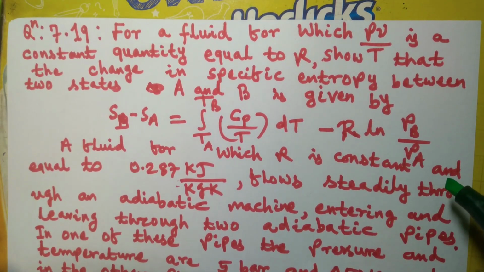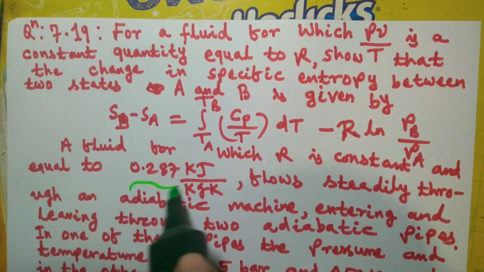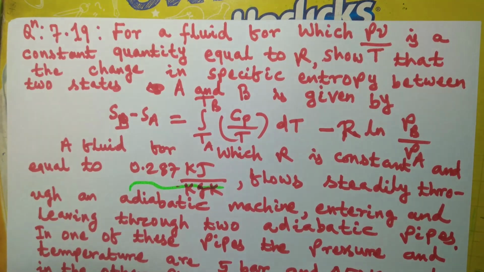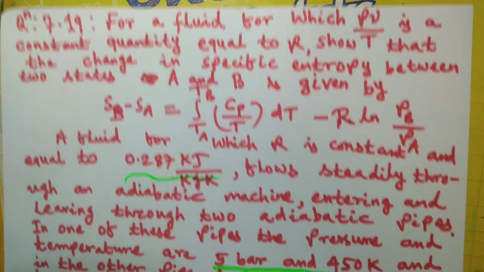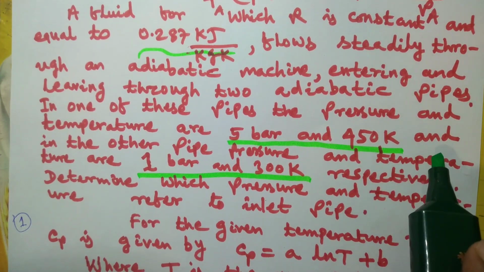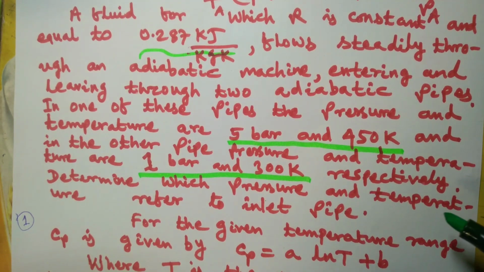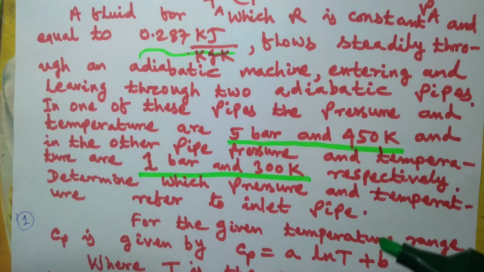A fluid for which R is constant and equal to 0.287 kJ/kg K. In fact, this value of R is that of air, we know. So definitely it is air that flows steadily through an adiabatic machine, entering and leaving through two adiabatic pipes. In one of these pipes, the pressure and temperature are 5 bar and 450 Kelvin, and in the other pipe, pressure and temperature are 1 bar and 300 Kelvin, respectively. Determine which pressure and temperature refer to the inlet pipe.